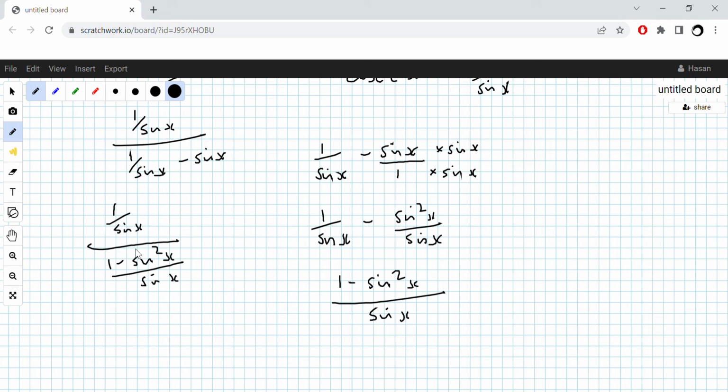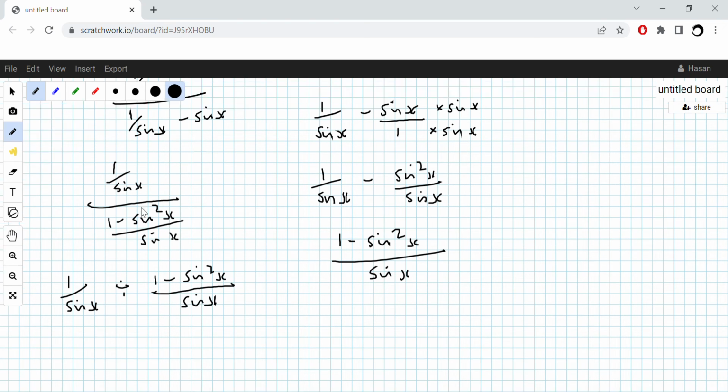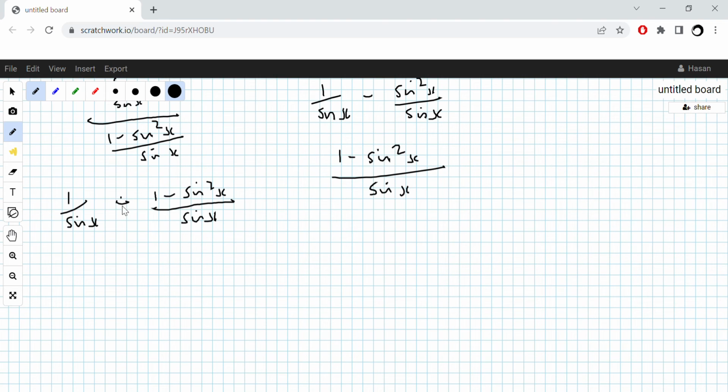This fraction is a little bit confusing for us, so we can rewrite this as 1 over sine x divided by 1 minus sine squared x over sine x. That's the same as that. When you're dividing fractions, as you know, that's the same as saying 1 over sine x times by the reverse of this, so sine x over 1 minus sine squared x.